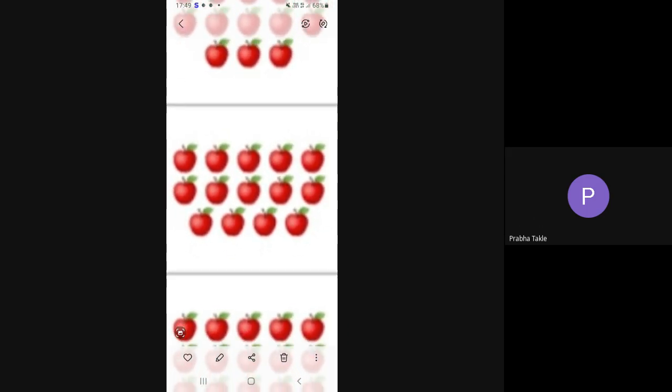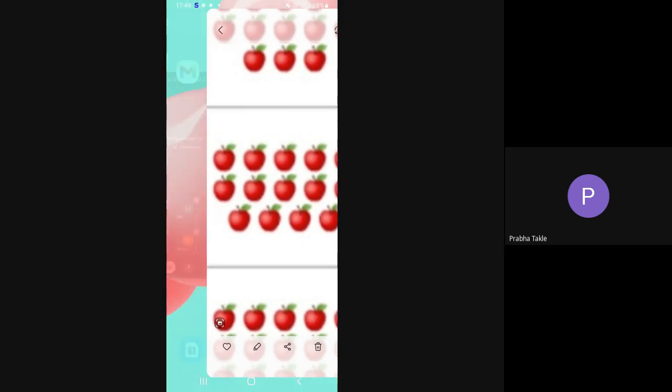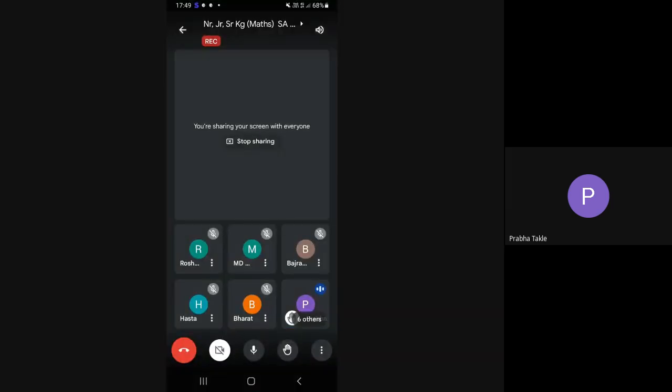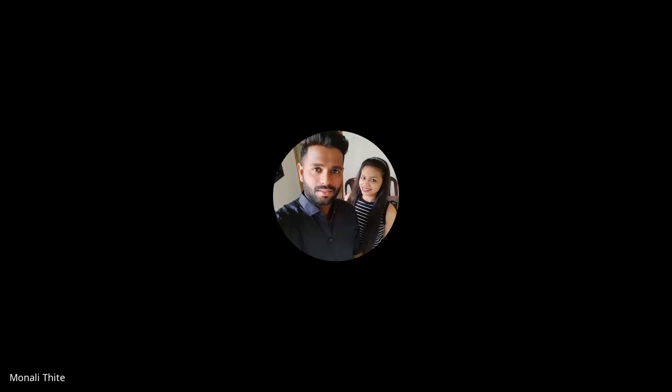Count the apples. One, two, three, four, five, six, seven, eight, nine, 10, 11, 12, 13, 14. How many are there? 14. 14 apples. Okay, so let's see, all of you have completed the counting.